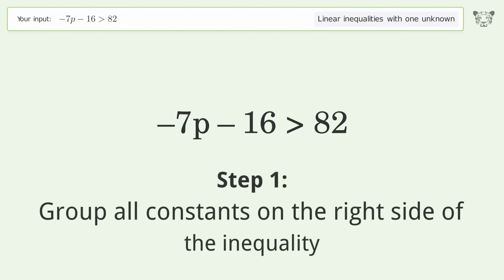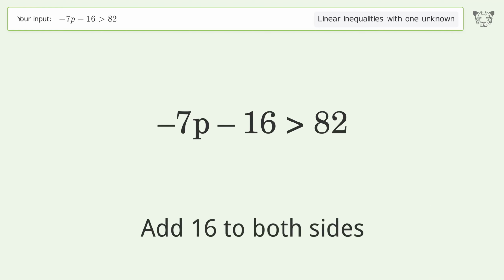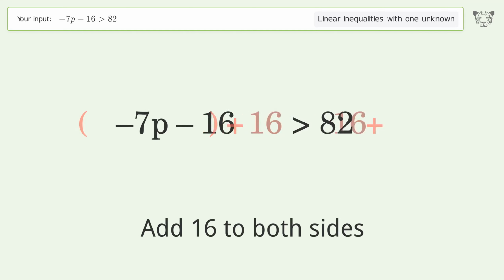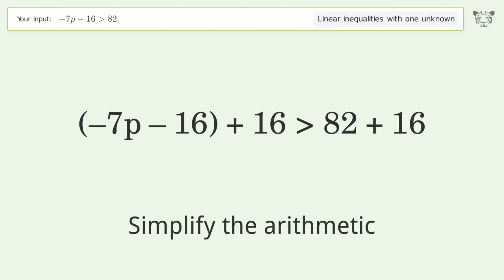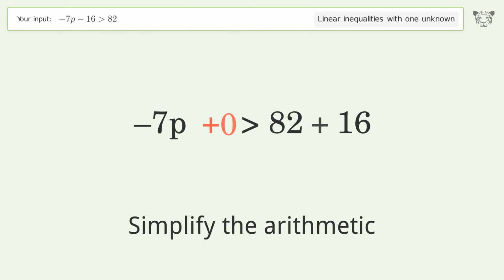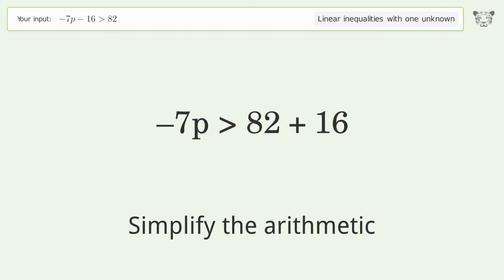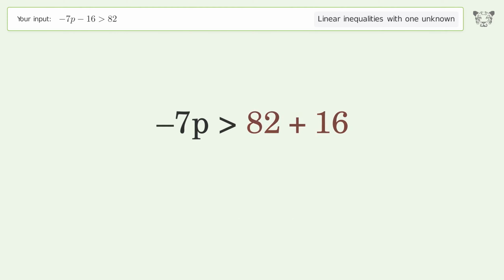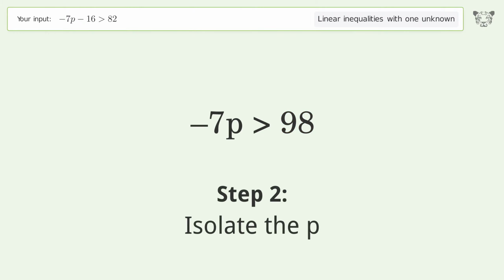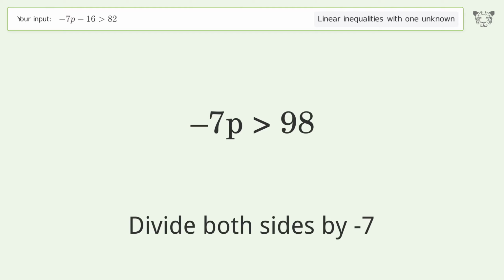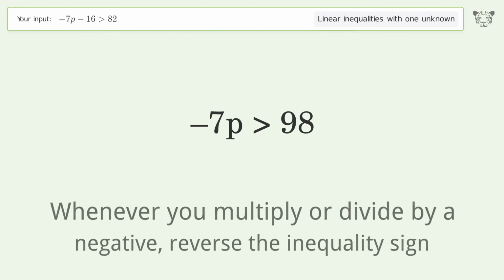Group all constants on the right side of the inequality. Add 16 to both sides. Simplify the arithmetic. Isolate the p. Divide both sides by -7. Whenever you multiply or divide by a negative, reverse the inequality sign.